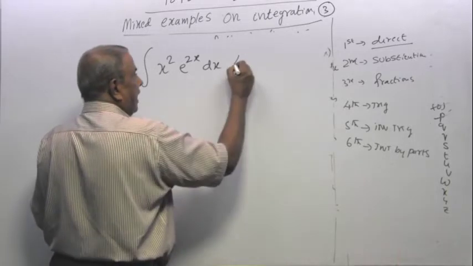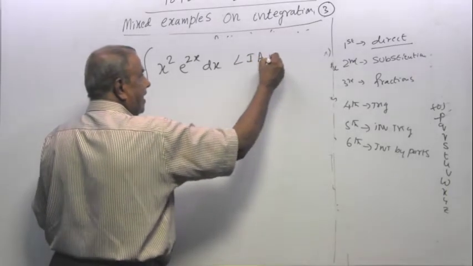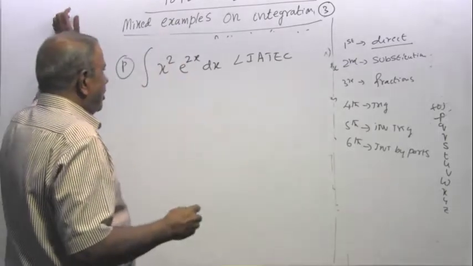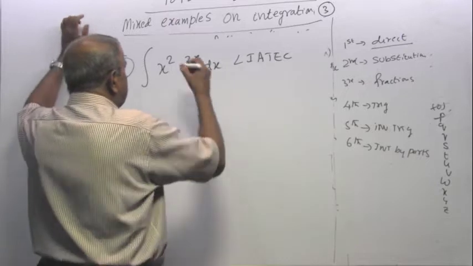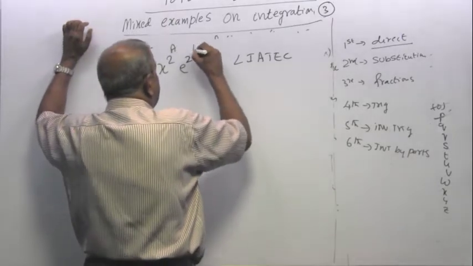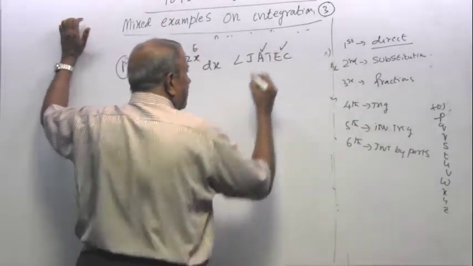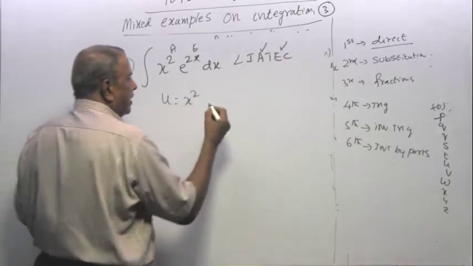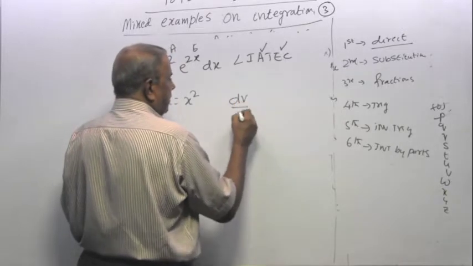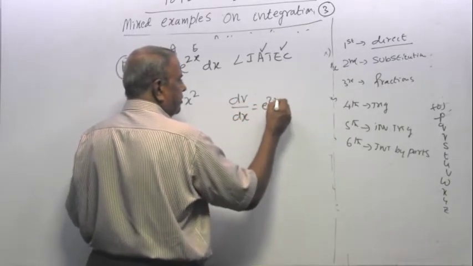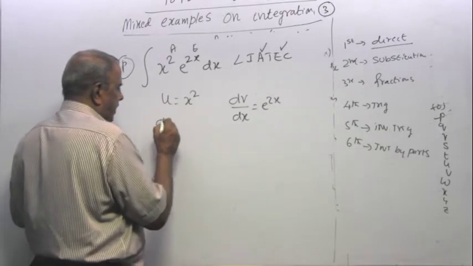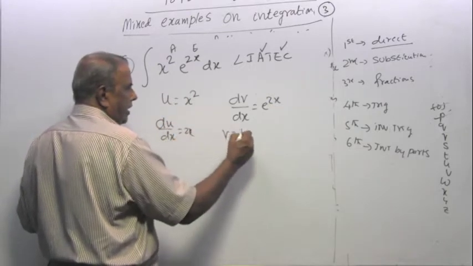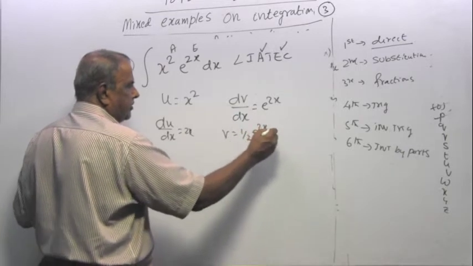So, L, I, A, T, E, C. I'll keep the I. So, I have an algebraic function and I have an exponential function. Algebraic comes first, so u equals x squared. Exponential comes next, dv by dx equals e power 2x. du by dx equal to 2x. v equal to half e power 2x.